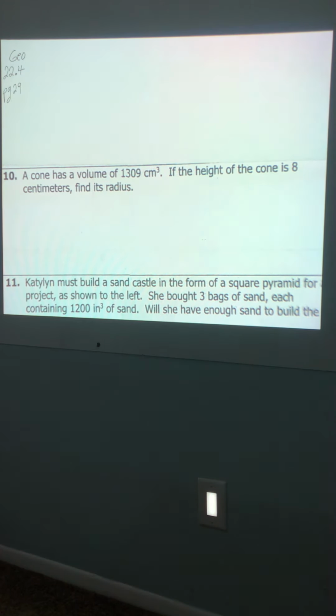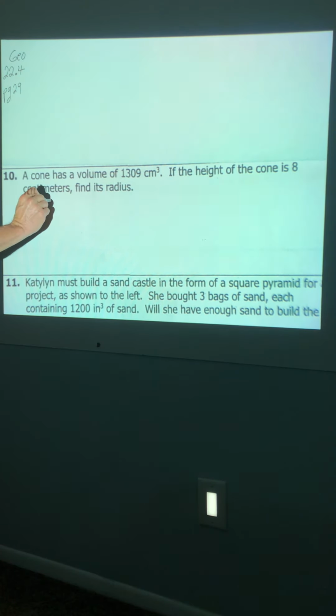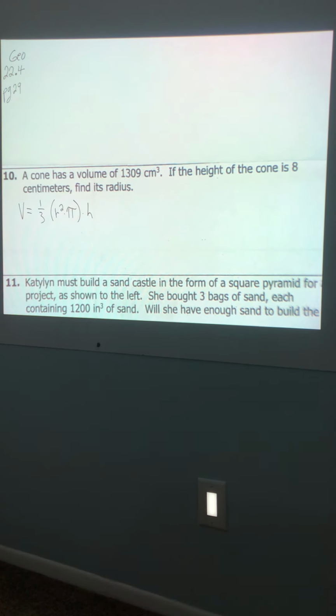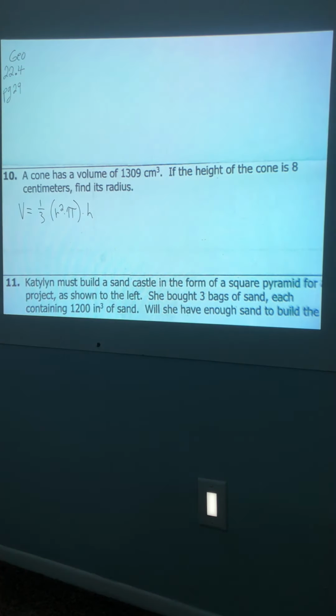This is not difficult. Okay, the first thing you're going to do is write the volume formula for a cone. And remember, it was 1/3 the area of the base, which is r squared pi, times the height. So once you have that correct formula, you're good to go. They're going to give you pretty much all the information but one unknown. We're working backwards. Well, look, they gave you the volume is 1309. So you put it in that spot over there.